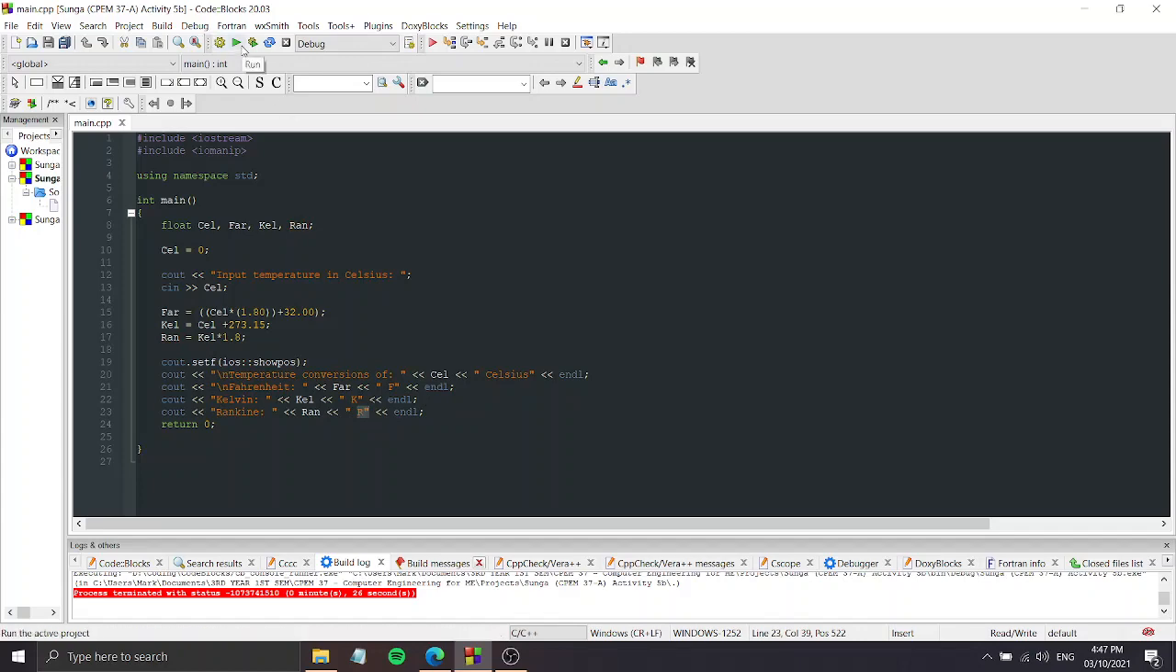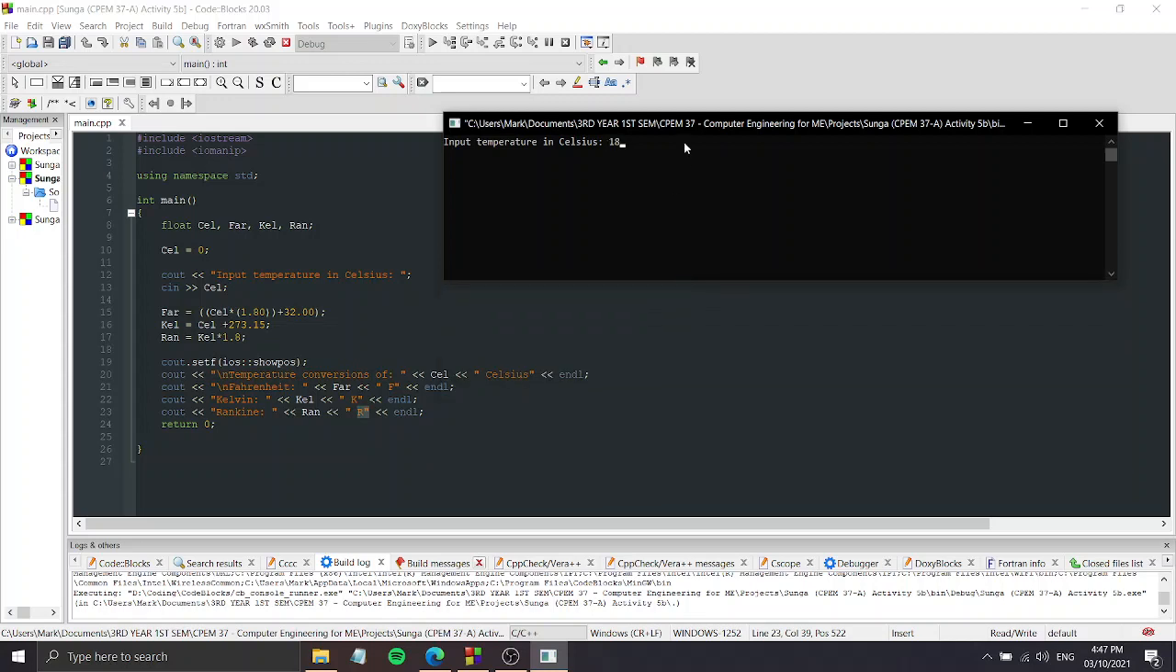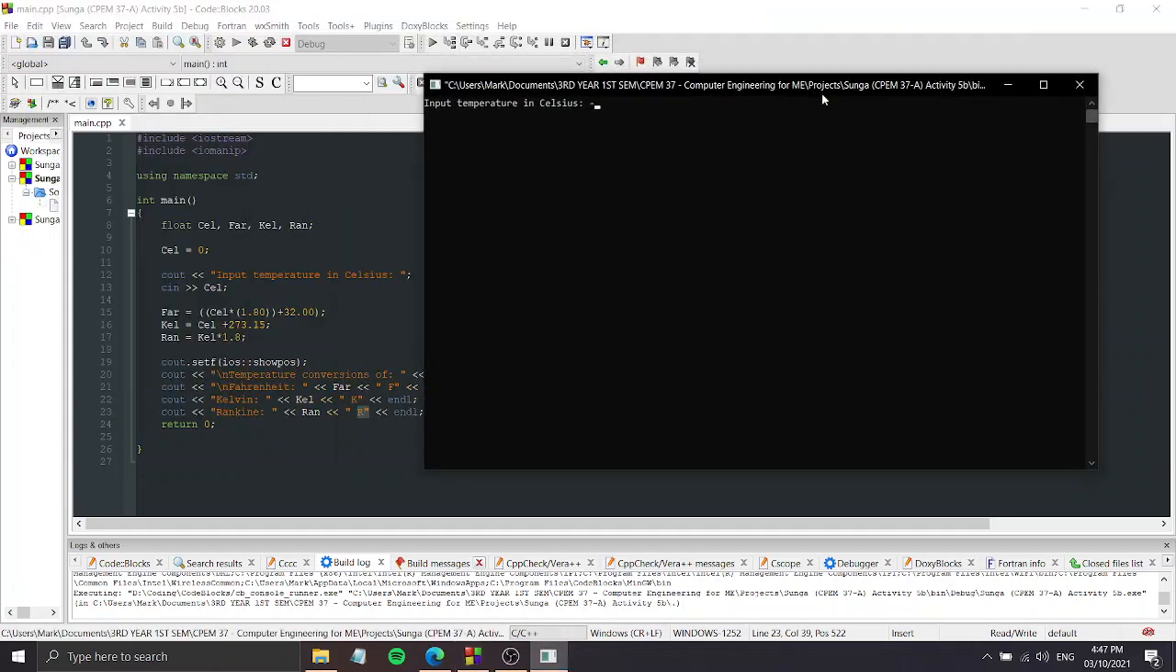So if we test this out by clicking on run, for example, I'm going to put 18 degrees Celsius, and then it will say temperature conversion of the inputted 18 Celsius, indicating that this is a plus value. So it will then calculate Fahrenheit, which is 64.4, Kelvin, Rankine, and so on. Now, if we were to use a negative value, let's say negative 28, it then indicates temperature conversion of negative 28 Celsius in Fahrenheit, Kelvin, and in Rankine.